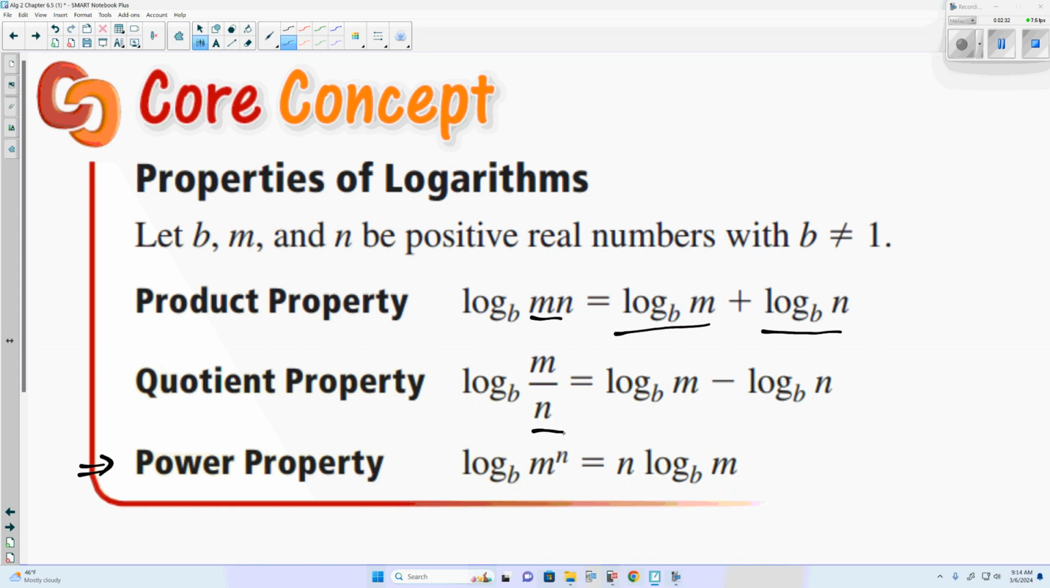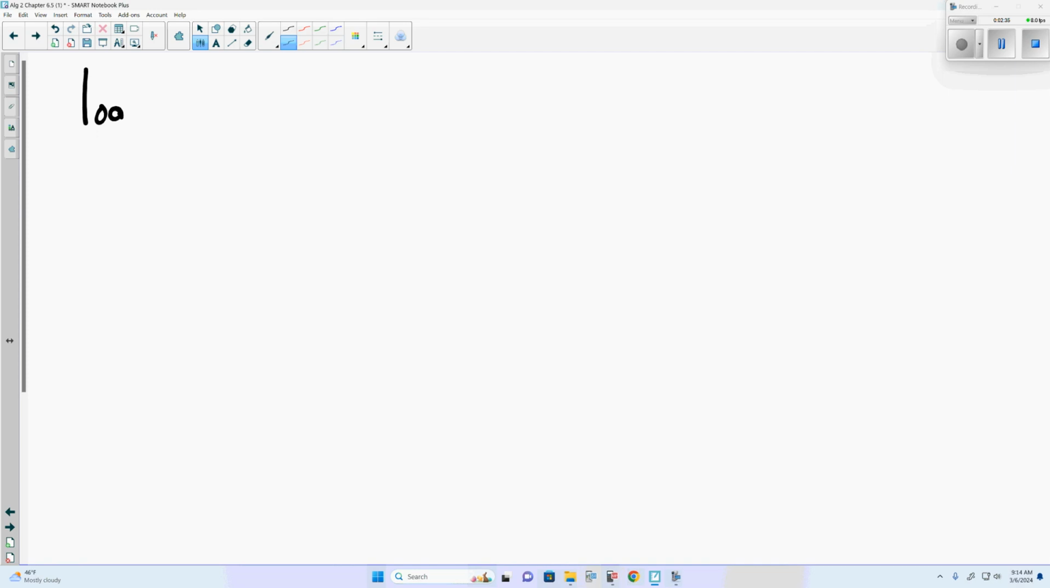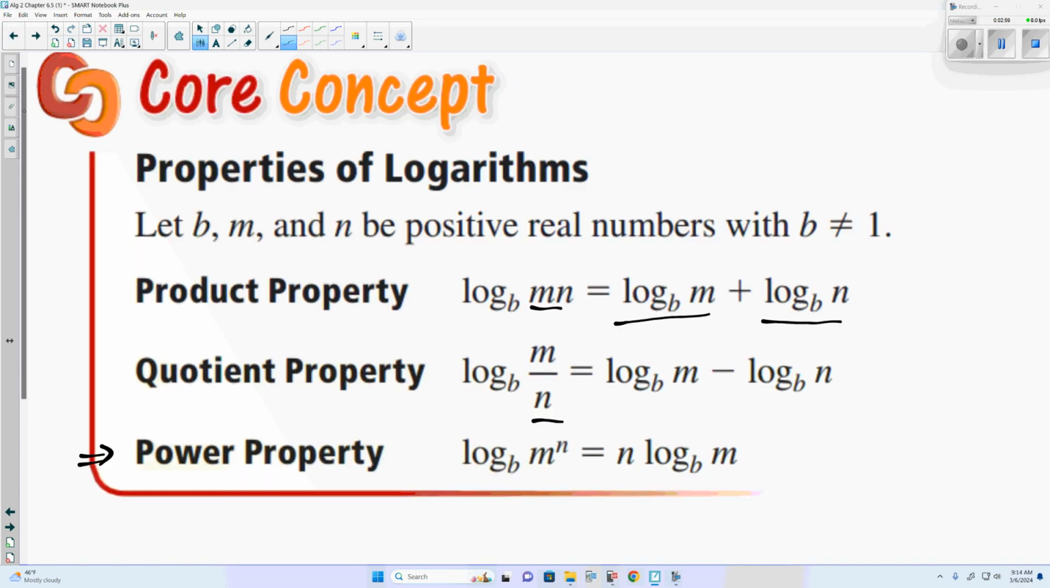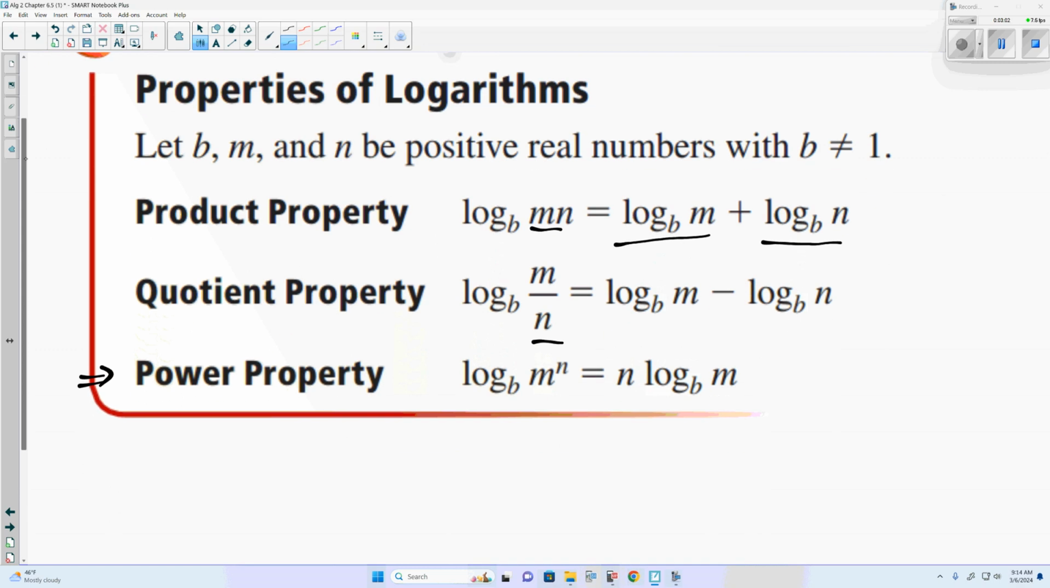Subtraction of logs. Now this normally comes up: if we had log base b of m minus n, is this the same as log base b of m divided by log base b of n? That is not the case. These are not the same. Subtraction inside does not equal division outside. It's just subtraction. Questions on these so far? Questions on anything we've looked at so far? We haven't actually looked at anything yet, we've just looked at these properties.